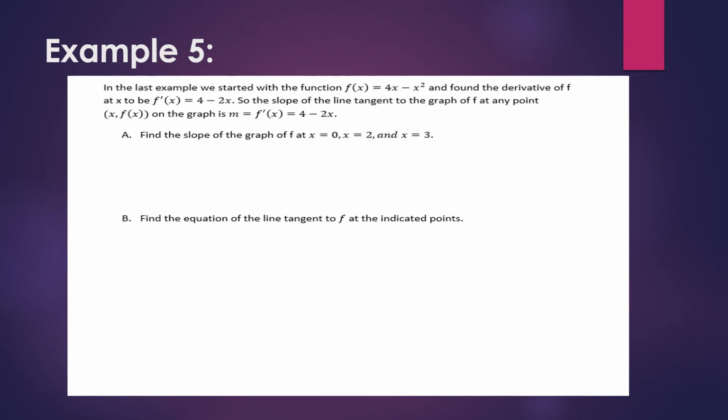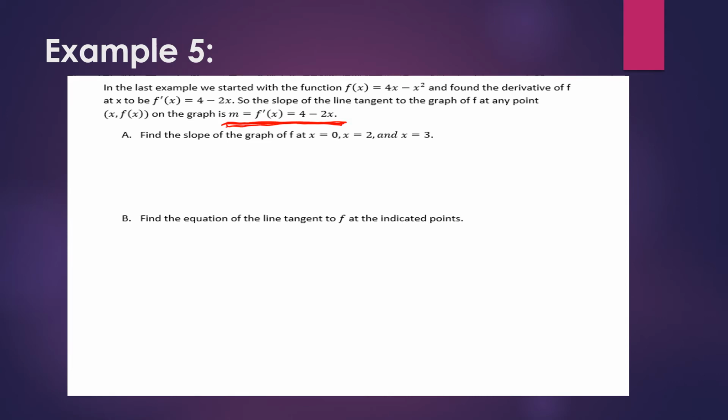Example 5 here is actually going to build off a result from example 4. So it says in the last example, we started with the function f of x equals 4x minus x squared. And we found the derivative of f at x to be f prime of x equals 4 minus 2x. So the slope of the line tangent to the graph at any point x comma f of x on the graph is that slope m equals f prime of x, which equals 4 minus 2x. This is our big takeaway. Our slope at any point on the graph is this.